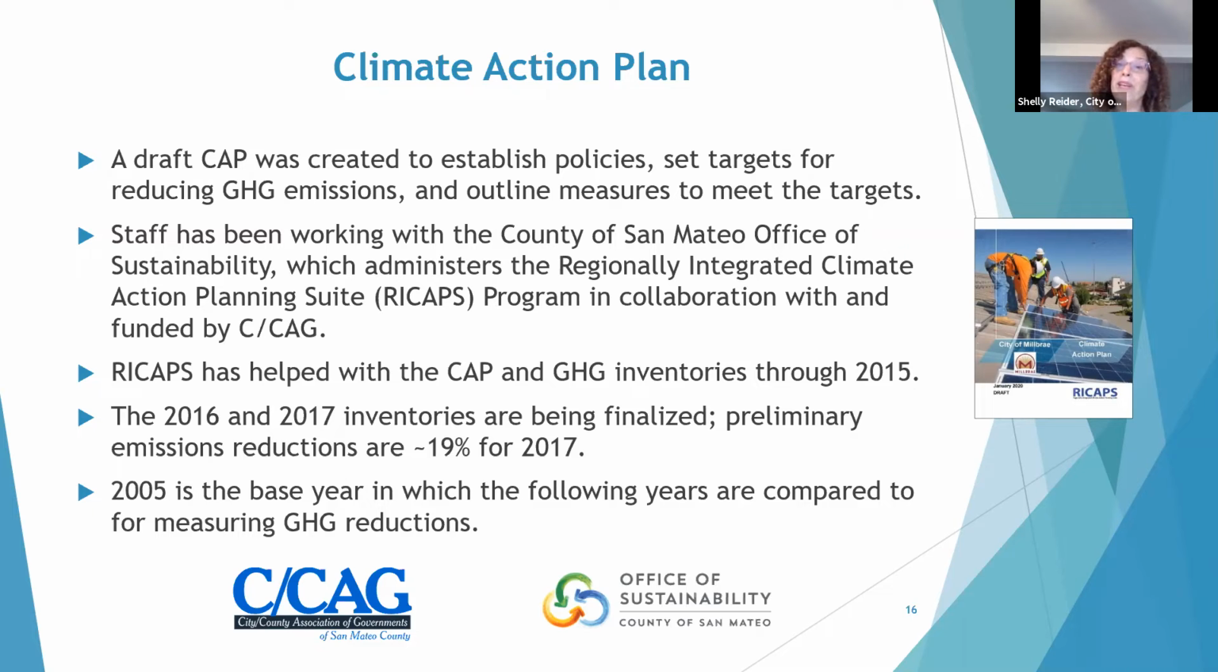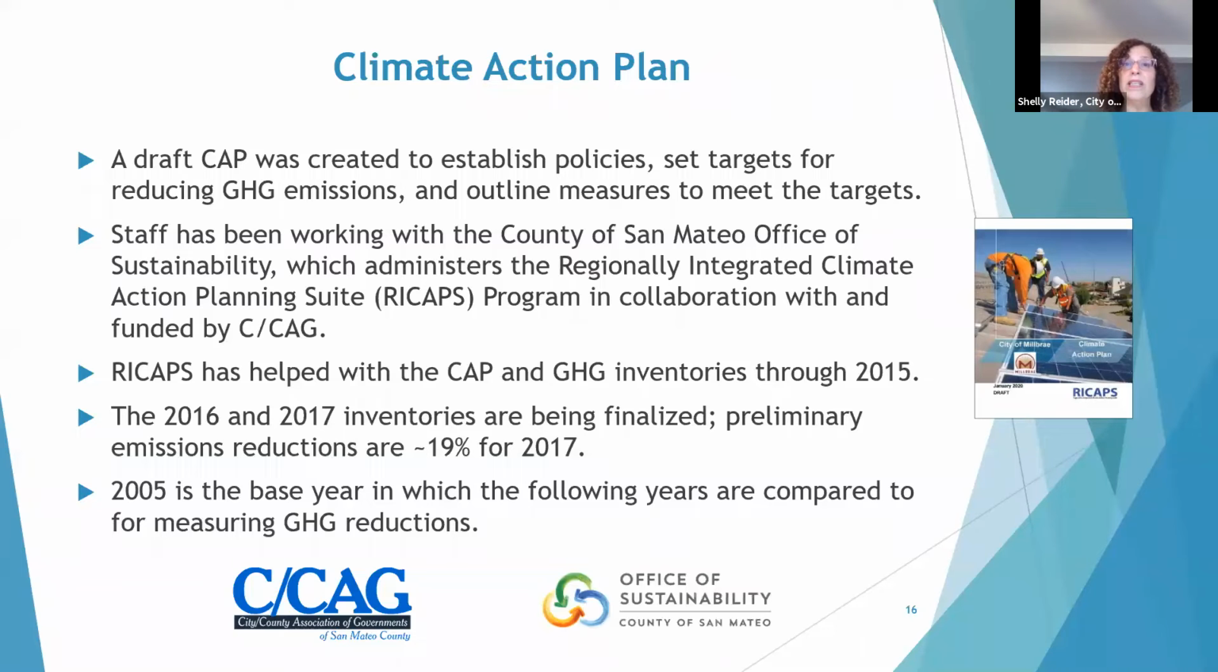Staff has been working with the County of San Mateo Office of Sustainability, which administers the Regionally Integrated Climate Action Planning Suite program, known as RICAPS. This is in collaboration with and funded by CCAG, the City County Association of Governments. RICAPS has helped tremendously along the way with the draft climate action plan as well as with our greenhouse gas inventories, which have been finalized through 2015.